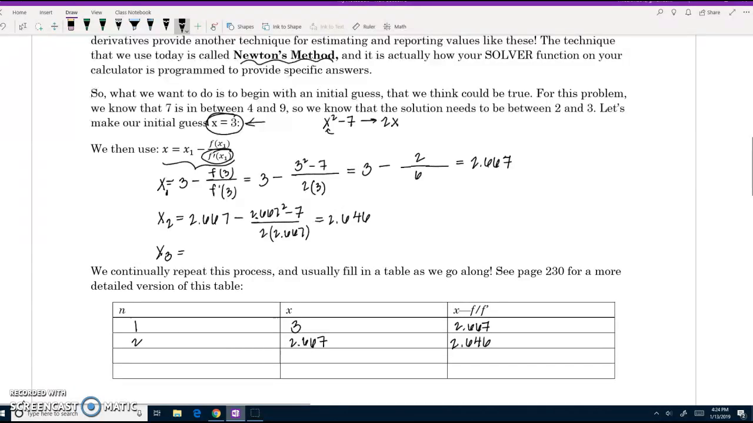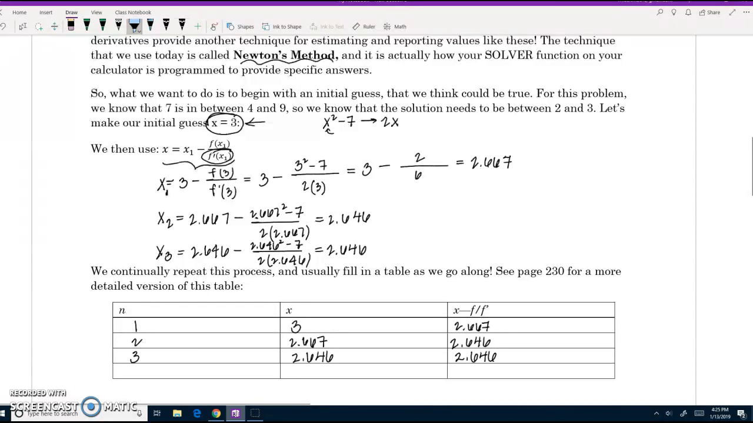So my third round, I'm going to take 2.646, and I'm plugging it in up top: 2.646 squared minus 7 divided by 2 times 2.646. And again, I'm going to come back to the calculator. I'll do the fractional part first. 2.646 squared minus 7. Divide that by 2 times 2.646. And then I do 2.646 minus that expression. And I come up with 2.646 again. So third guess, I used 2.646, and I got out 2.646 again.